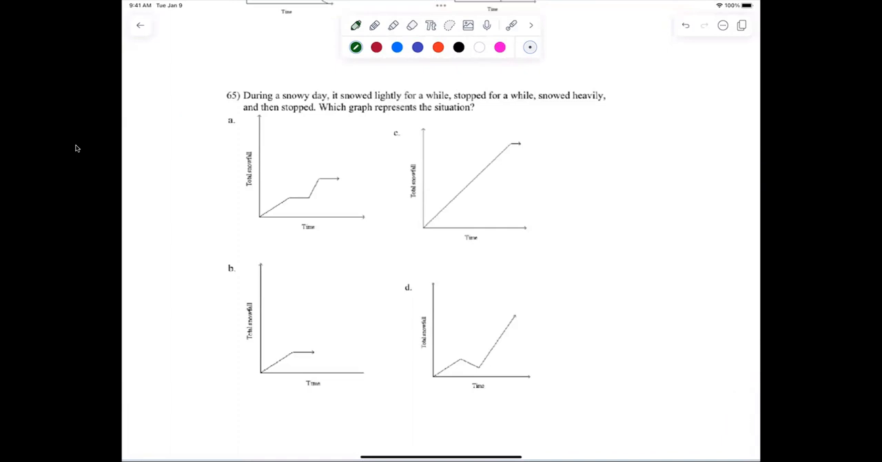During a snowy day, it snowed lightly for a while, stopped for a while, snowed heavily, and then stopped. Which graph represents this? Tell me which one. Yeah, definitely A. But I would also like, when it stopped, I want everybody to put a dot there. It would stop. Now does everybody understand it stopped for a while? It goes horizontal. Do we agree with that? That's why it was A.